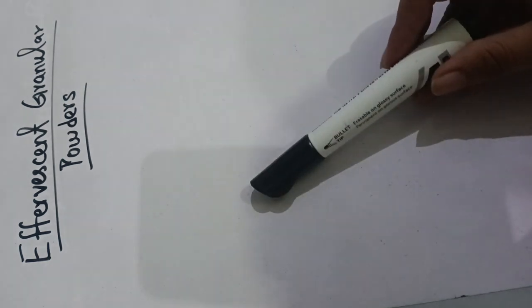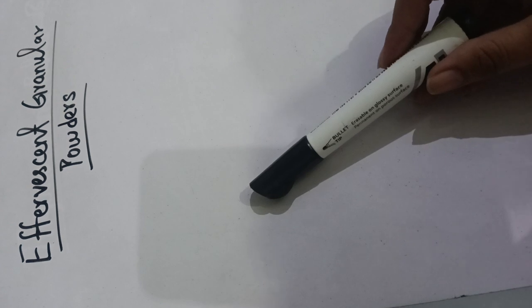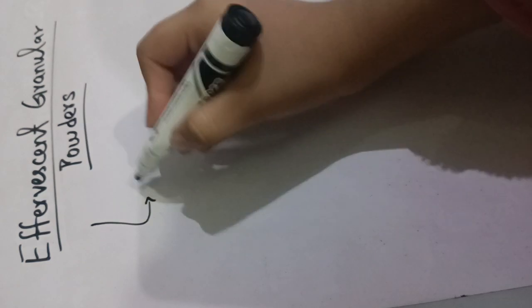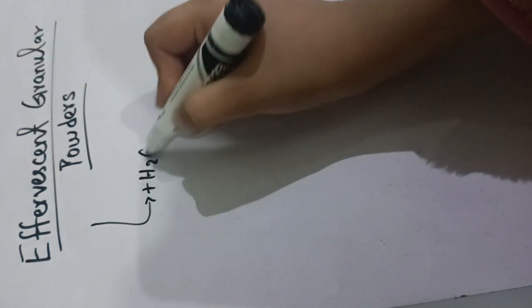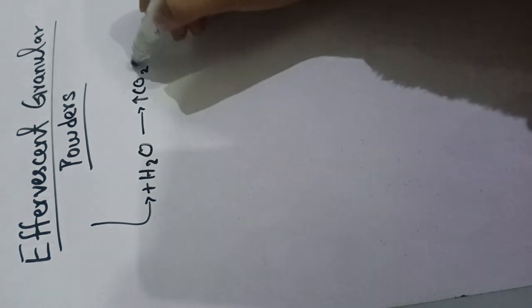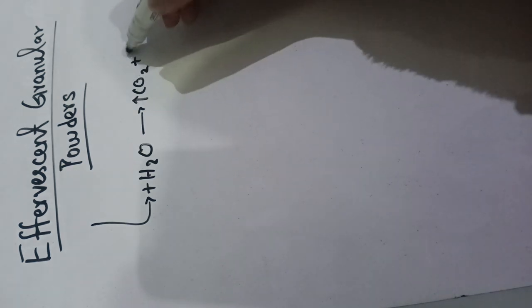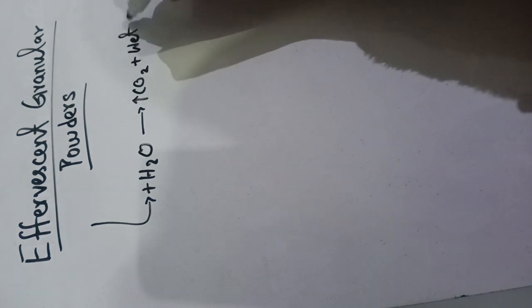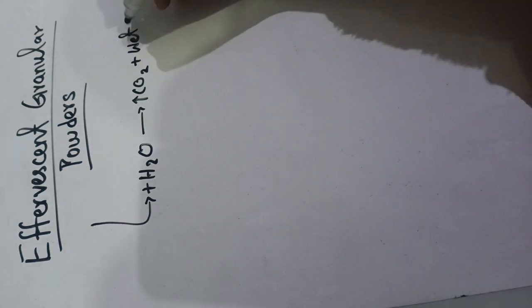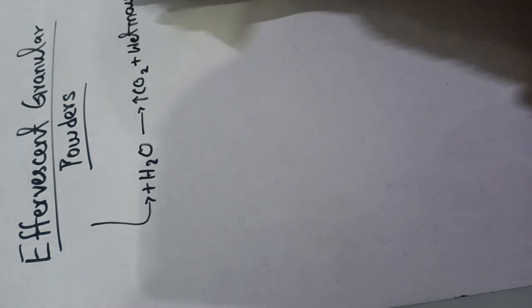So these are the type of powders which, when wet with water, release carbon dioxide gas. So these are the powders that, when exposed to water, release CO2 and leave a wet mass behind. Okay, so this is a wet mass.